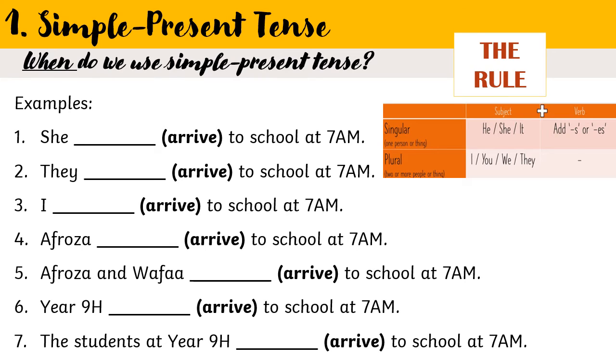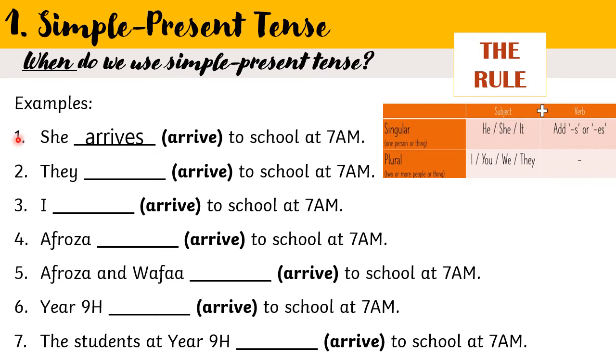Now, let's revise our simple present tense. Okay, so over here, you see which one is the subject? She, right? Okay, so if it is she, just one person, what happens to the verb? You add s, okay? So it is arrives. Okay, so let's look at the verb arrive for all of these sentences.